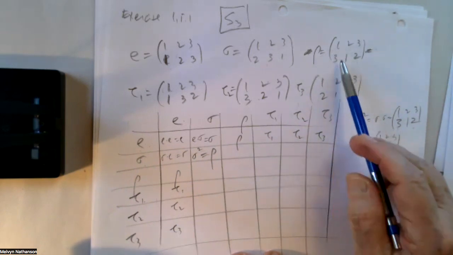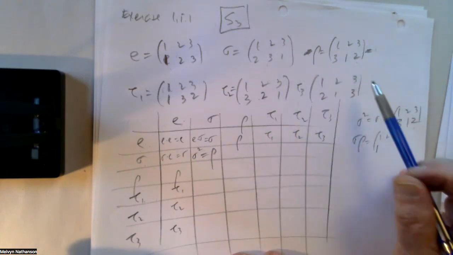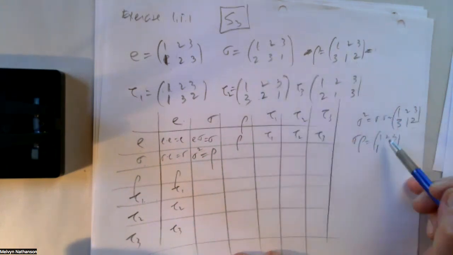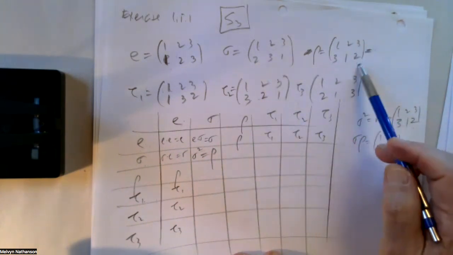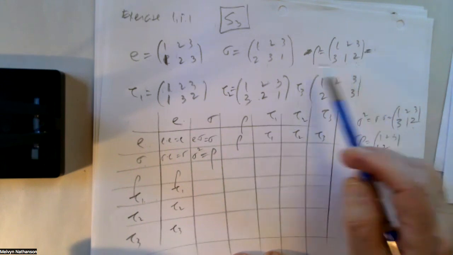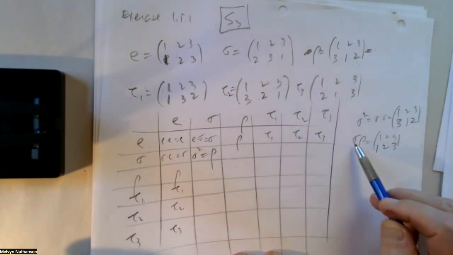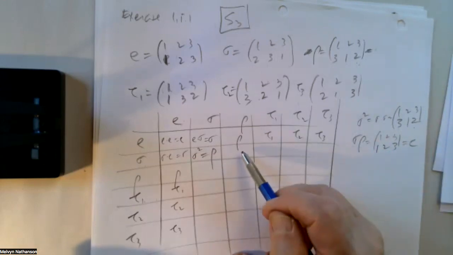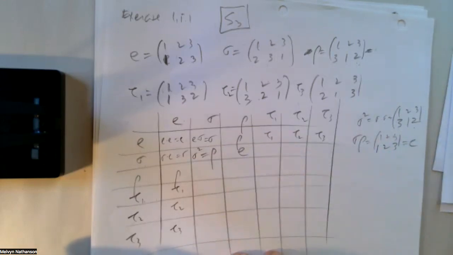So rho sends 1 to 3, and sigma sends 3 back to 1. Rho sends 2 to 1, and sigma sends 1 to 2. Rho sends 3 to 2, and sigma sends 2 to 3. So sigma times rho is this permutation, which is the identity. So the identity goes there.